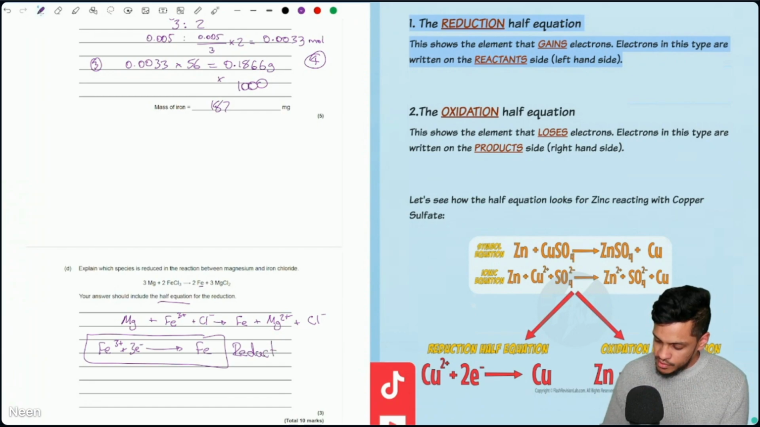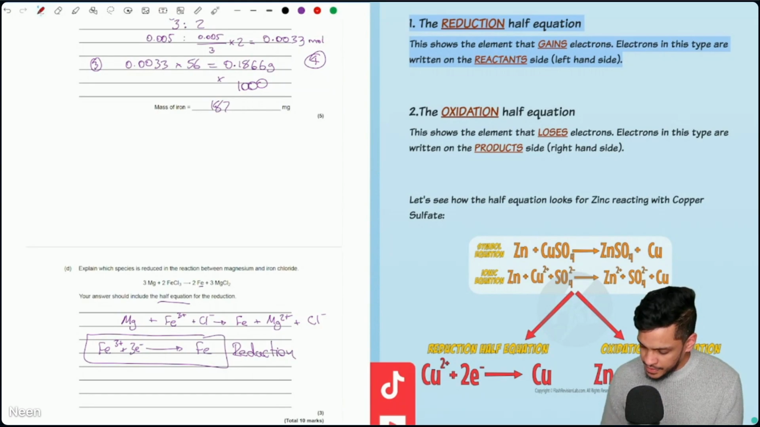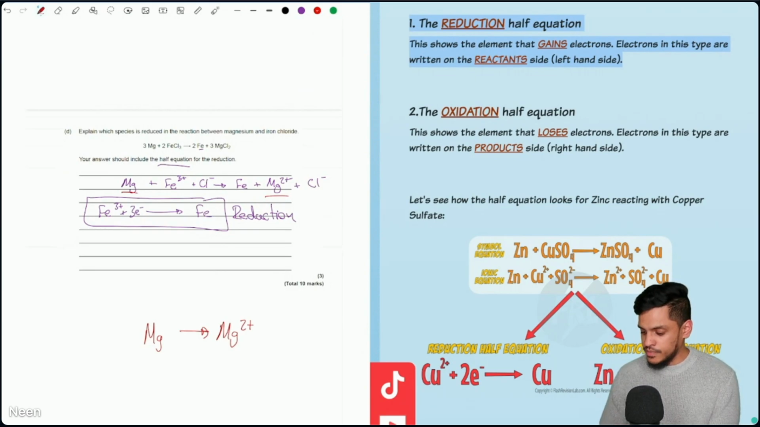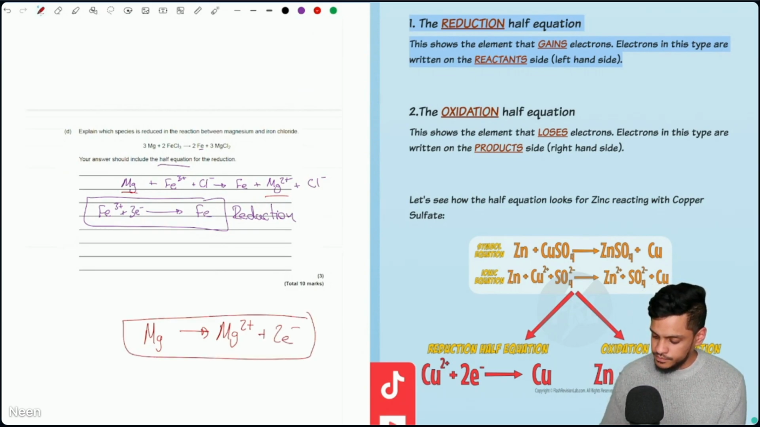So what's being oxidized is magnesium. The question is not asking this, but magnesium is going to Mg2 plus. To get from Mg to Mg2 plus, you have to lose 2 electrons. That is oxidation.